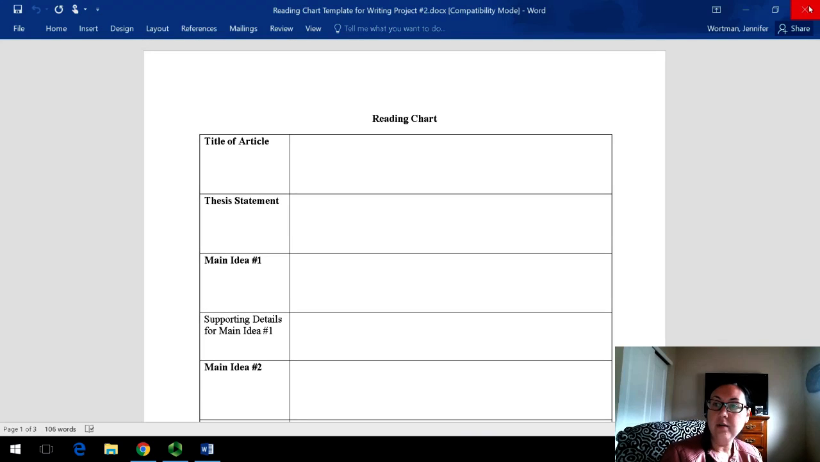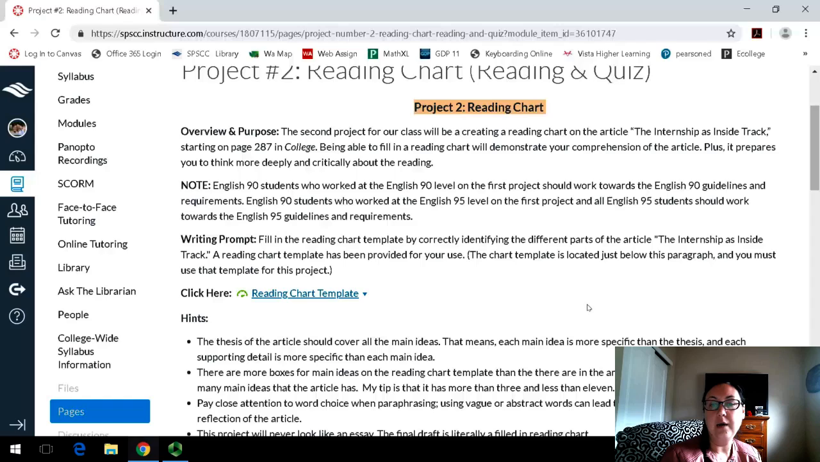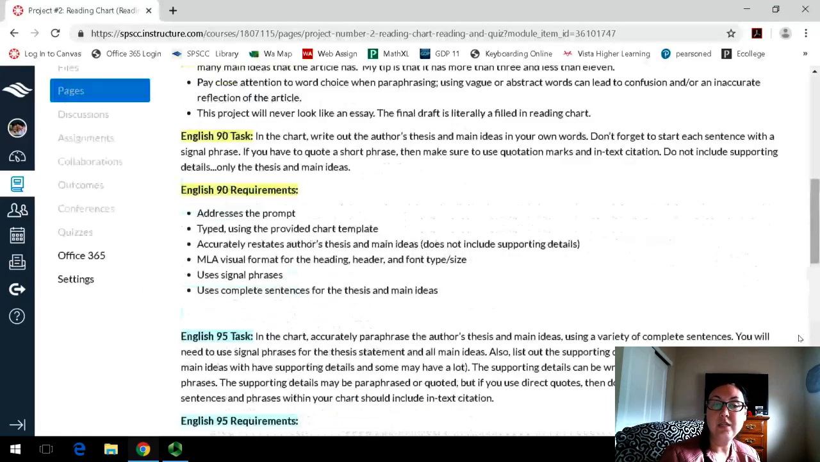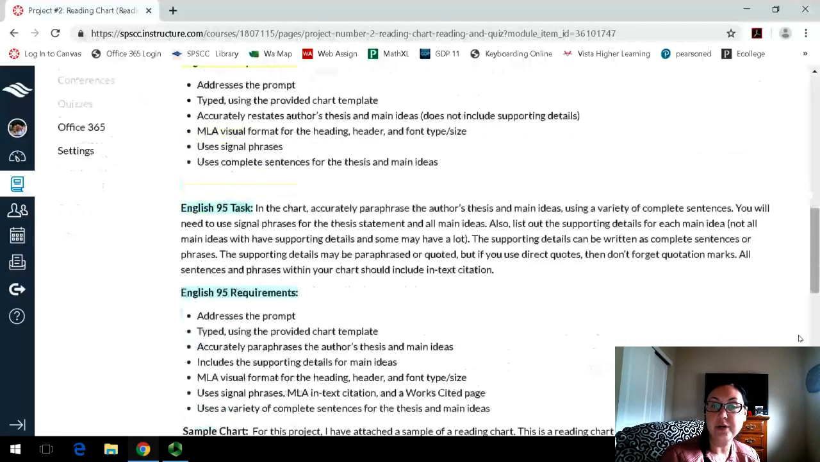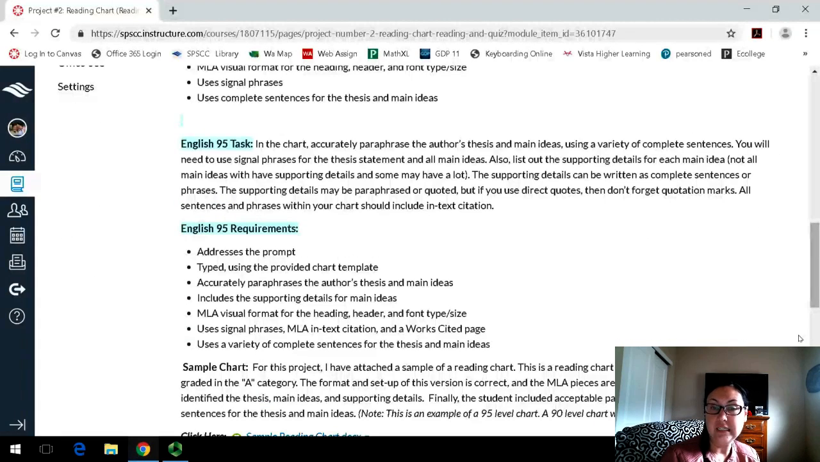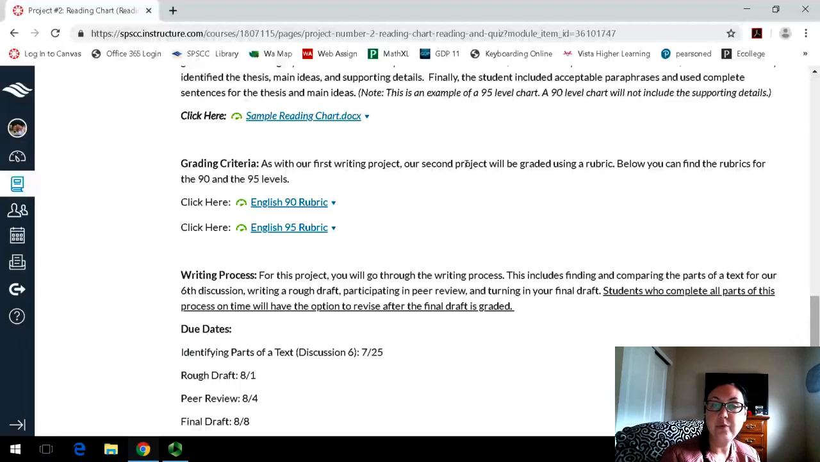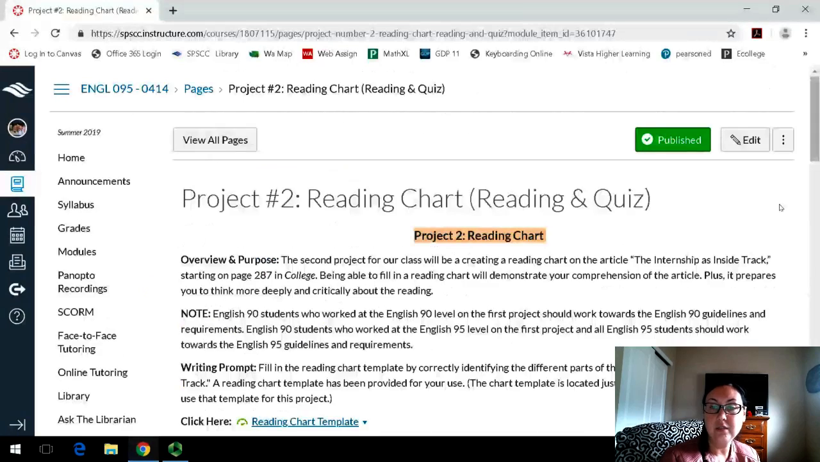So again, this project is all about breaking down the article, making sure that you're really able to figure out what each piece is functioning within the article. And this is going to help you just really understand the text that you're reading. Again, please pay close attention to whether you're working at the English 90 level or you're an English 95 student, or an English 90 student working at the 95 level. So got to make sure you're following the correct task and guidelines or requirements for each one. There is a sample reading chart included. I strongly encourage you to pay close attention to that. See what it looks like, see how it's set up, because that is a strong example of what this project should look like when you're done.